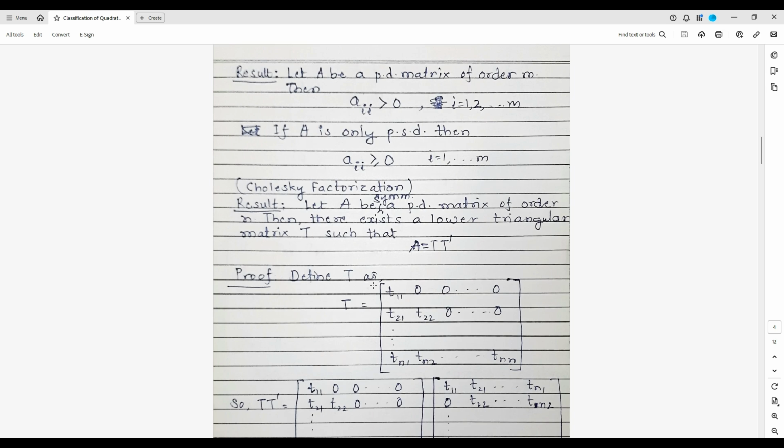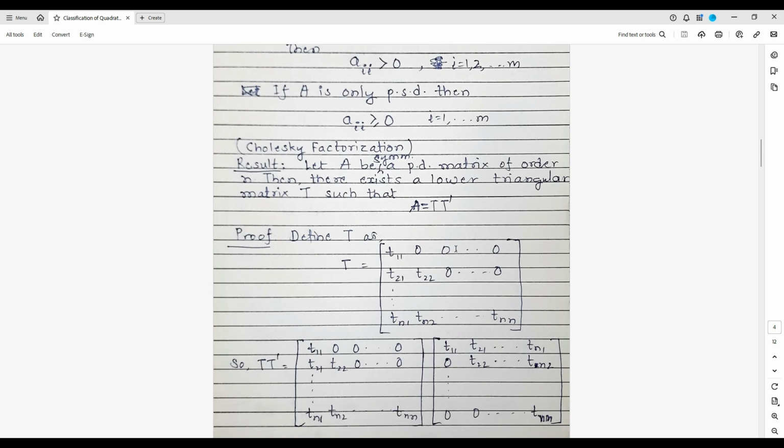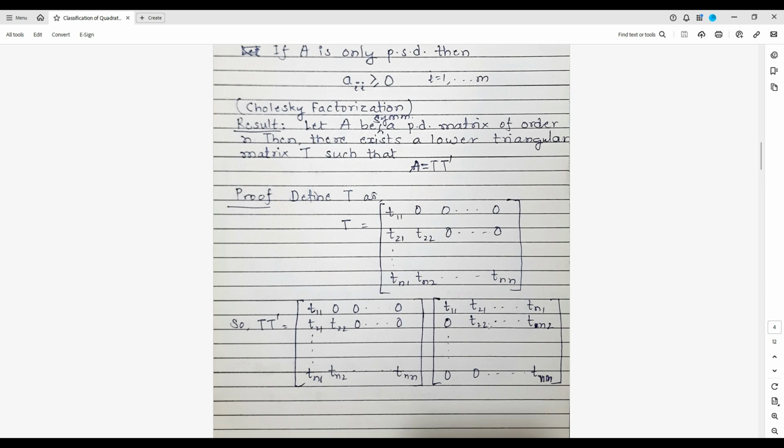So let us take this matrix T. Let T11, 0, 0 onwards be the first row, T21, T22 and then 0 onwards be the second row and so on. The matrix T being a lower triangular matrix, all the elements in the upper triangle of T will be zeros. So the last row will be Tn1, Tn2 up to Tnn, and the last row will not contain any zeros. So let us see how T prime will look. If we consider T like this, then in T prime rows will become columns and so it will look like this.